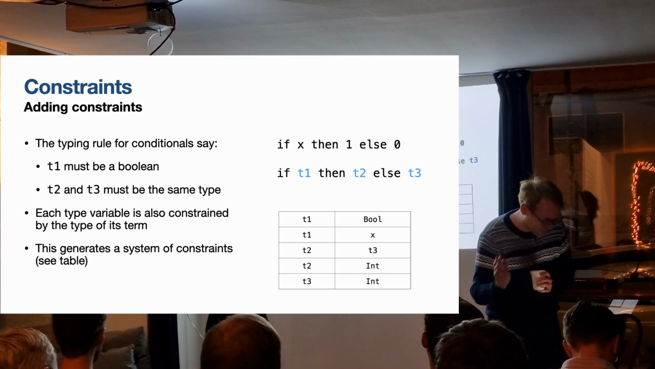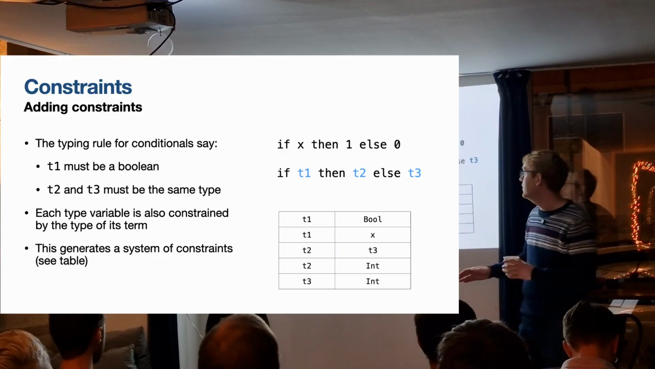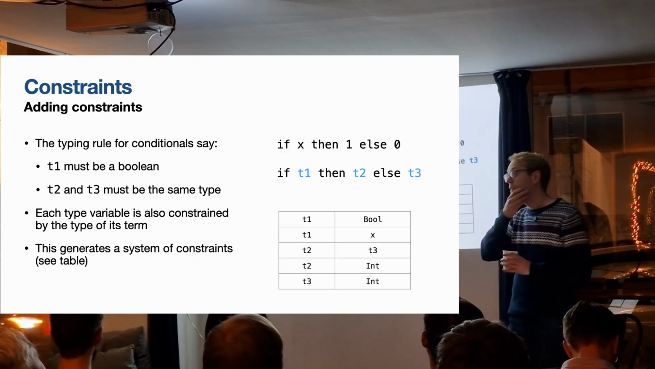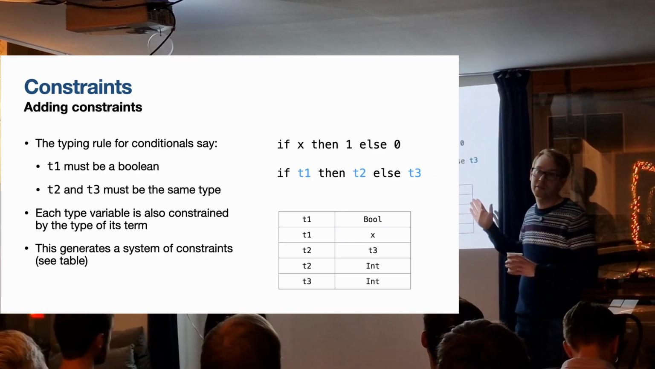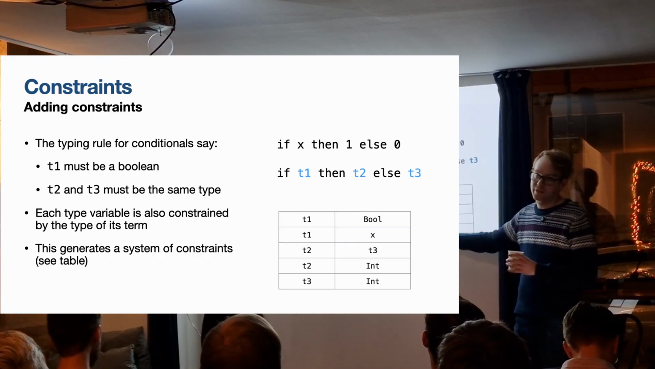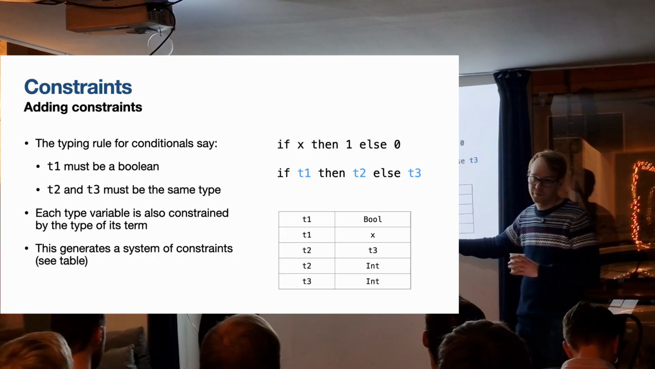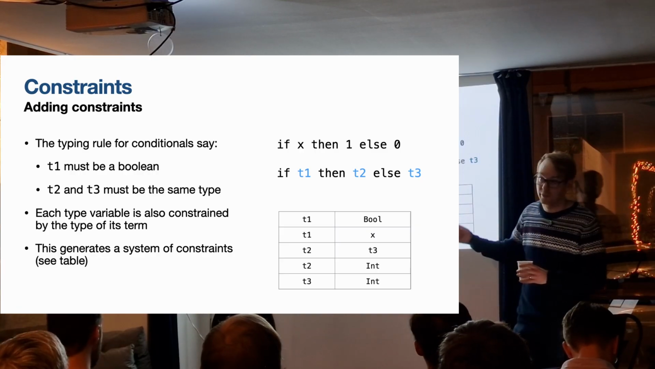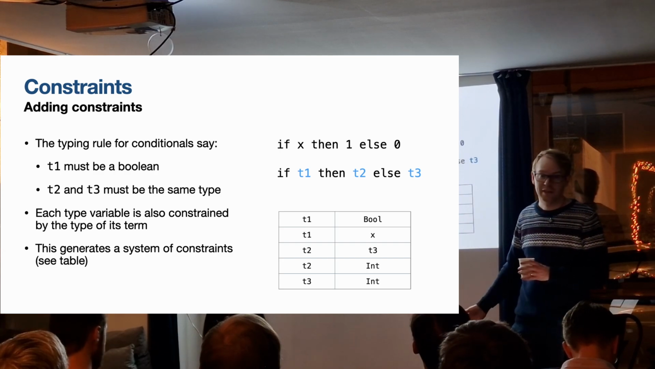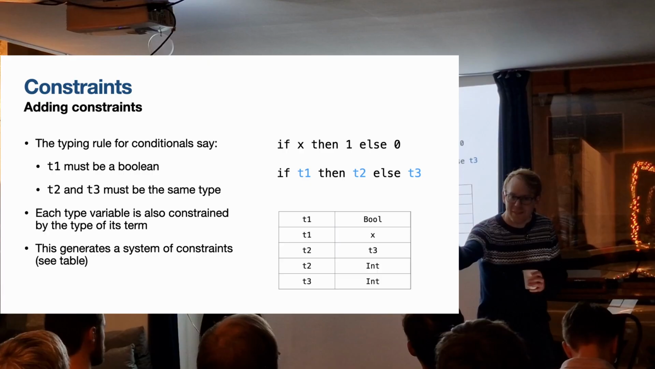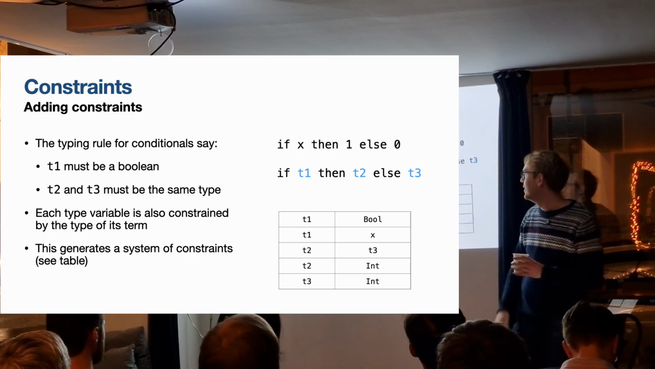And what is a constraint? Basically, you can add these rules that a variable must follow. So, for example, if we look at the typing rules for conditionals, it says that the first term must be a what? Boolean. Boolean, yes, thank you.